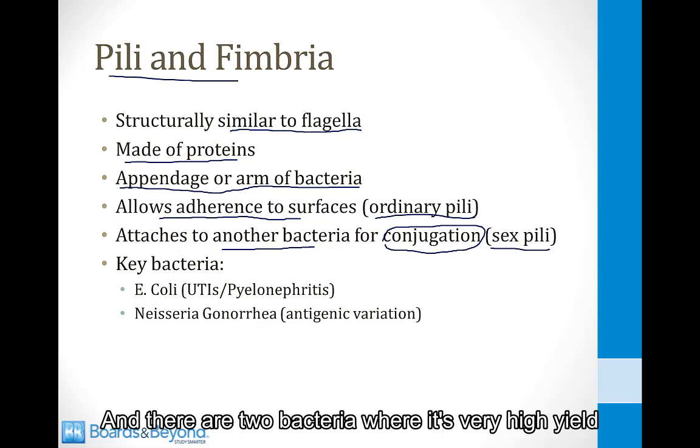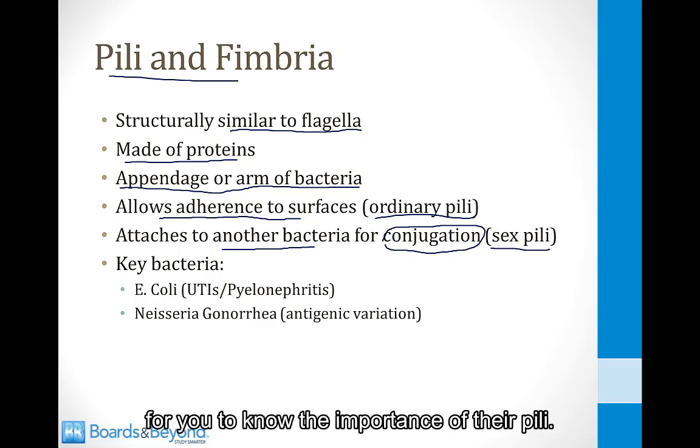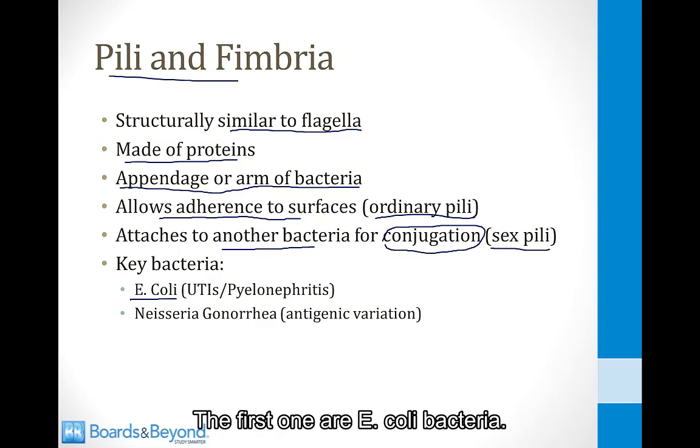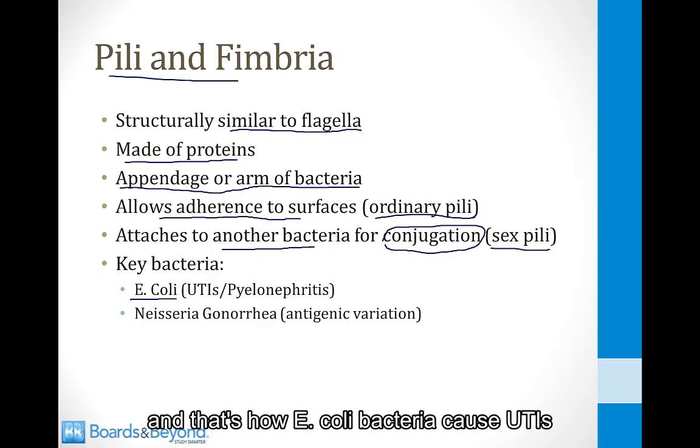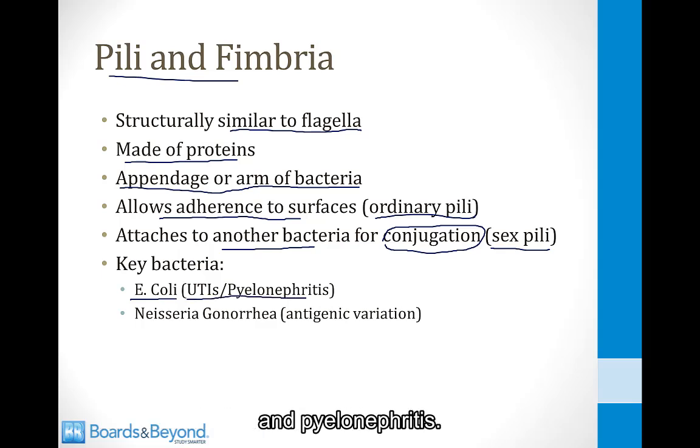And there are two bacteria where it's very high yield for you to know the importance of their pili. The first one are E. coli bacteria. The pili in E. coli allow attachment to the urinary tract, and that's how E. coli bacteria cause UTIs and pyelonephritis.